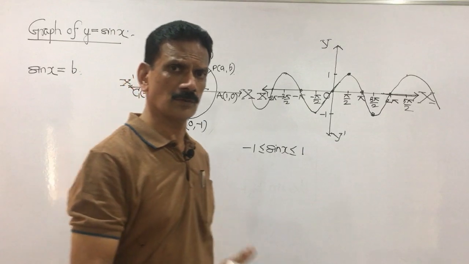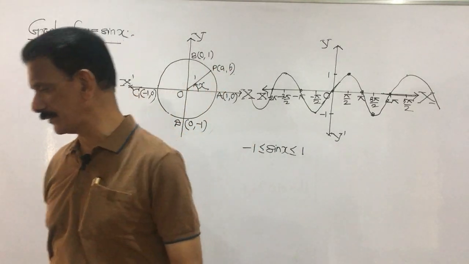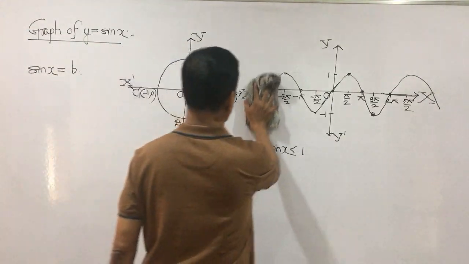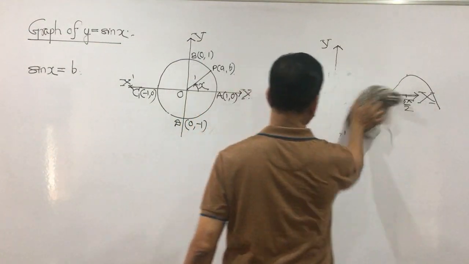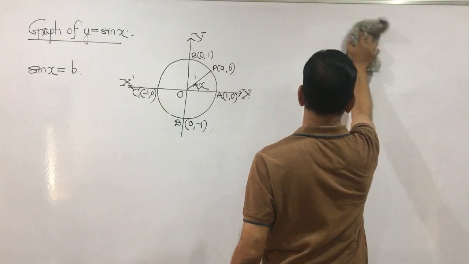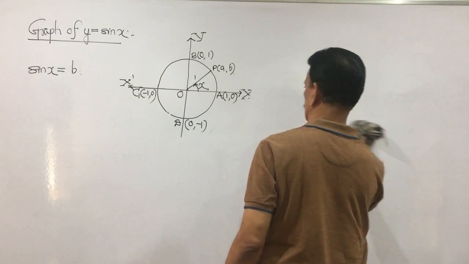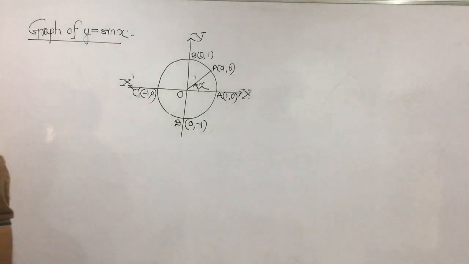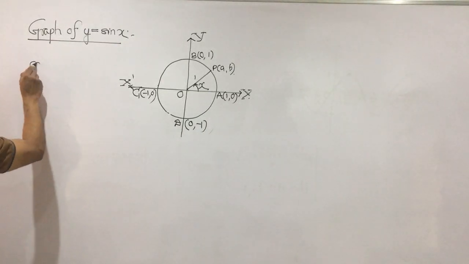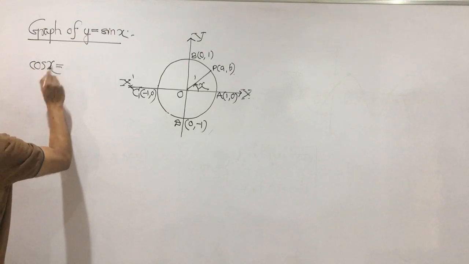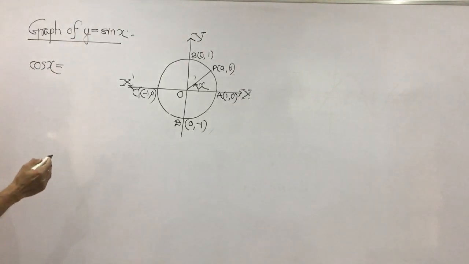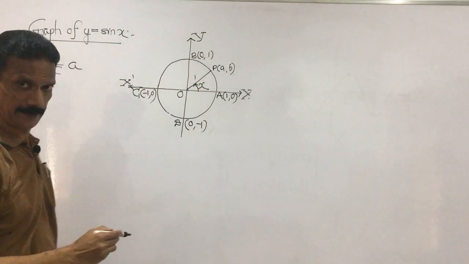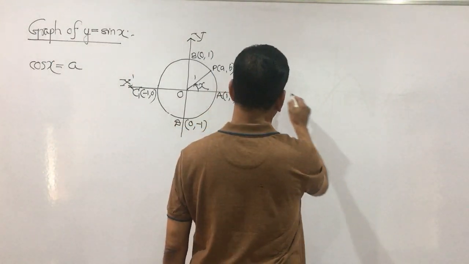Okay, now we go to the graph of next, cos x. So cos x I take here, graph of cos x. Okay, and you know that my dear friends, what value of cos x is? Cos x is nothing but abscissa divided by distance. So abscissa is a divided by 1 means it is a.